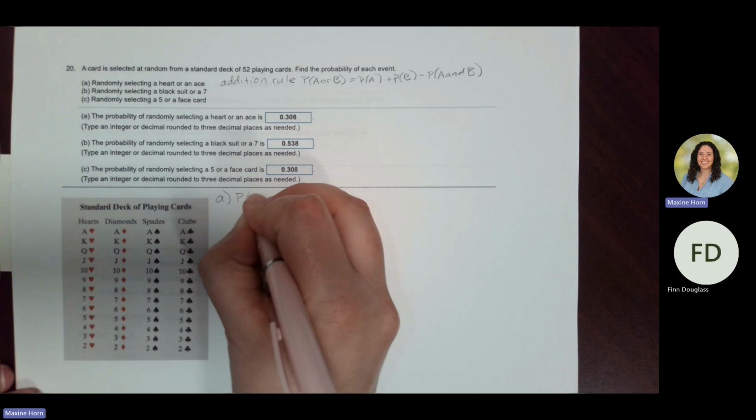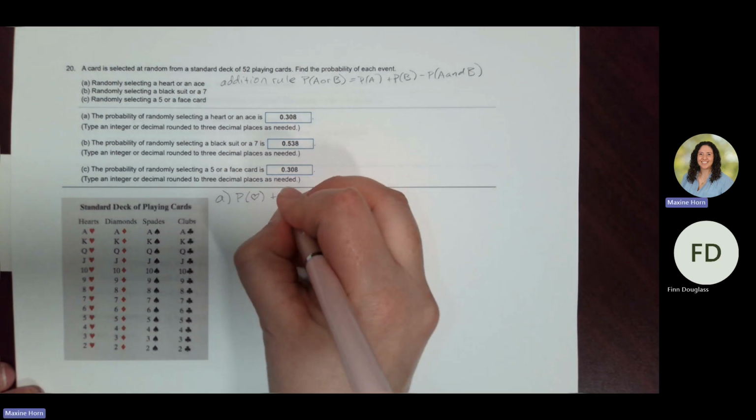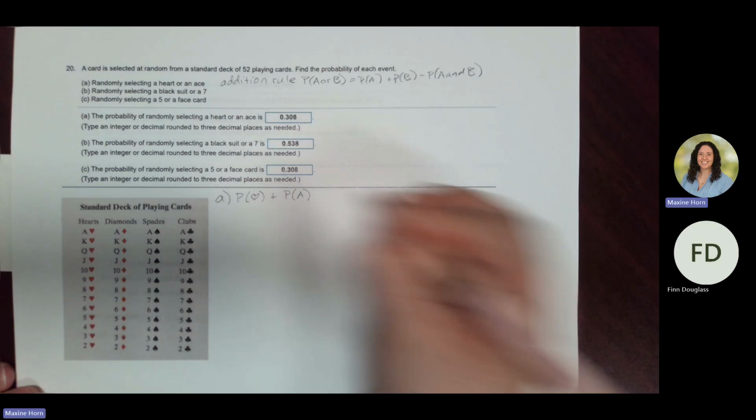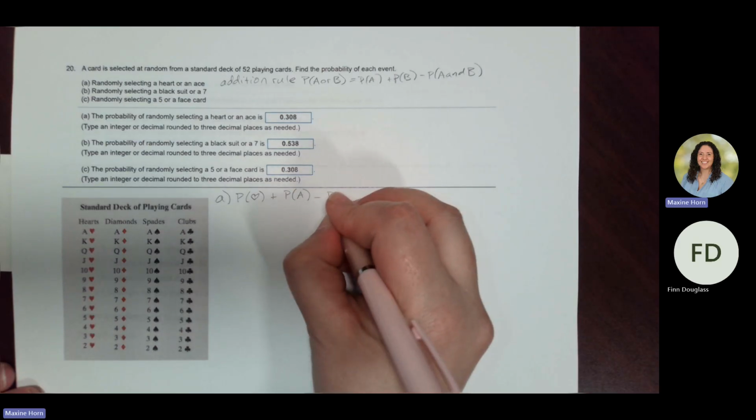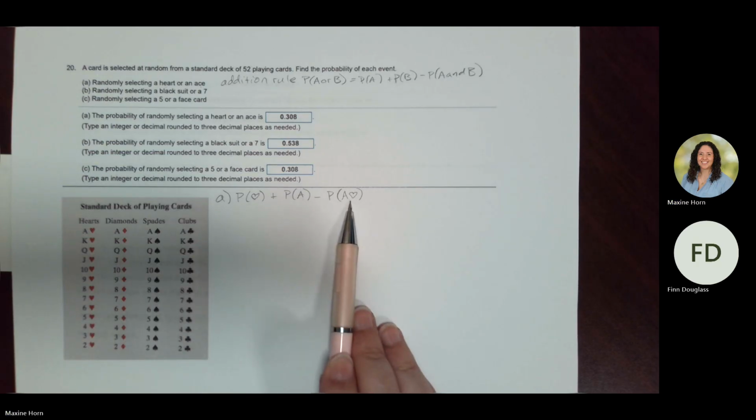Randomly selecting a heart or an ace. So we're going to do the probability of a heart plus the probability of an ace minus the probability that it's an ace of hearts. Does that make sense? Heart or an ace, so each one individually, and then where they overlap. Where they overlap is ace of hearts.